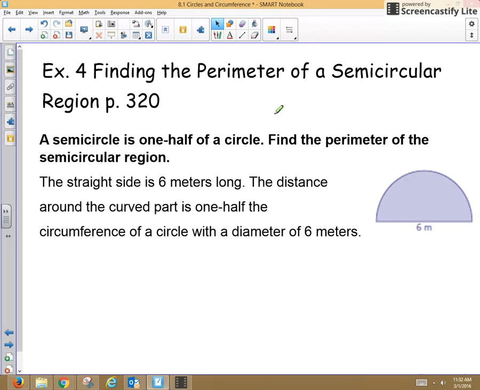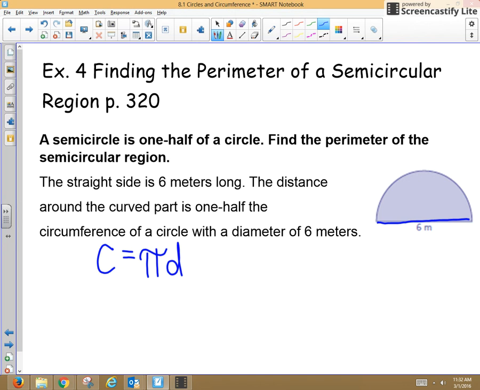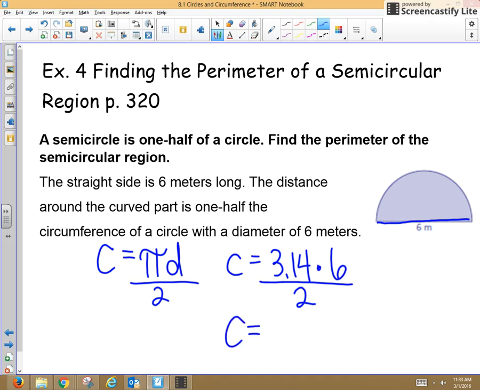Now looking at this picture, you see that the distance across, or the diameter, is 6 meters. The distance around the curved part, this is half a circle. So to find the circumference, we know the diameter. Circumference equals pi times diameter. But it's only half of a circle, so we're going to divide it by 2 to cut it in half. So now all you have to do is substitute the numbers you know. C equals 3.14 for pi times 6, divided by 2, and you will get the circumference for a semicircle is going to be 9.42, and it looks like it's in meters long.